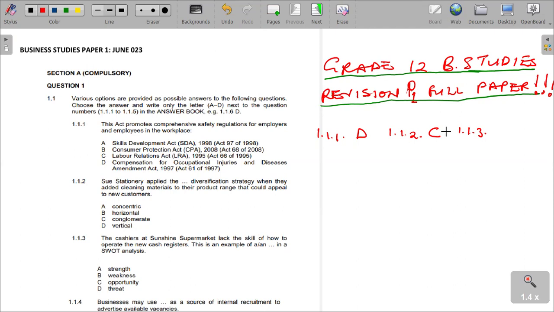So it is a weakness. It is a weakness when employees do not know how to operate the new cash registers. So for question 1.1.3, the answer is B. It is a weakness in terms of the SWOT analysis.